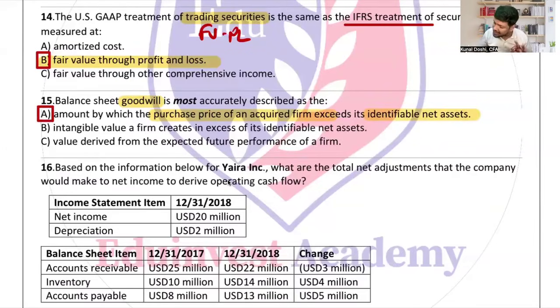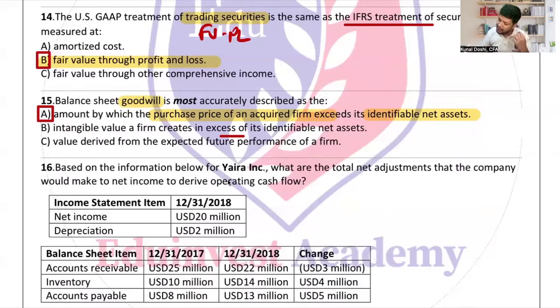Intangible value a firm creates in excess? No. In excess of identifiable net asset? No. Balance sheet goodwill is accounting goodwill. It appears when you acquire another company and pay more than its net assets value. Are you with me? Not B. It is A. Those who have written B, it's not B, it's A, the extra amount that you pay.